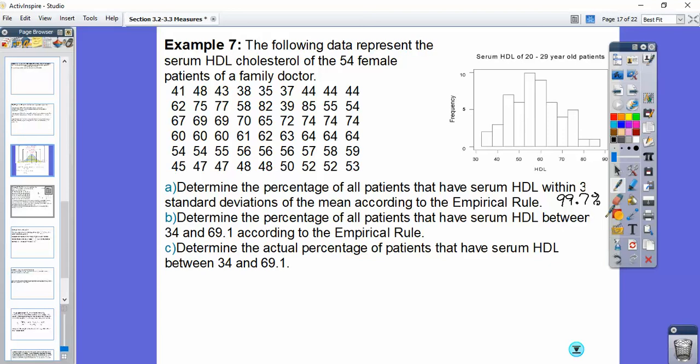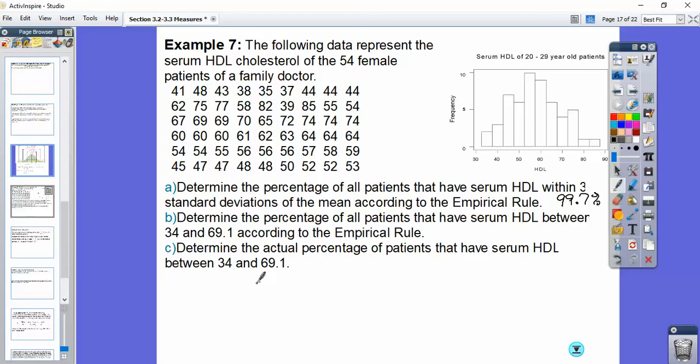Okay, B, determine the percentage that have their cholesterol between 34 and 69.1 according to the empirical rule. Sometimes it helps people to write out our range of values for each standard deviation. But before I even know that, I need the mean and standard deviation for this data, don't I? How can I easily get that?